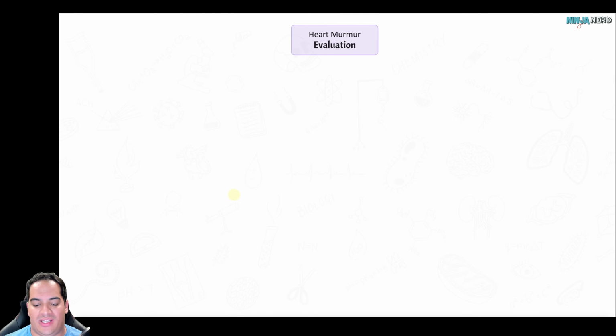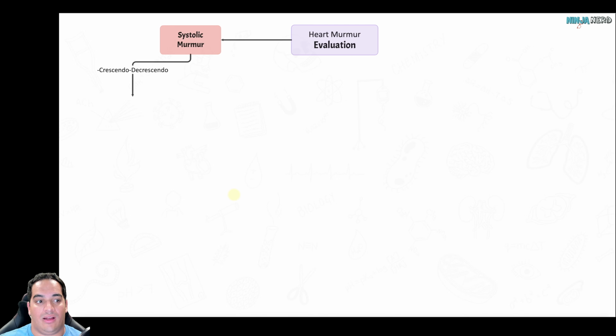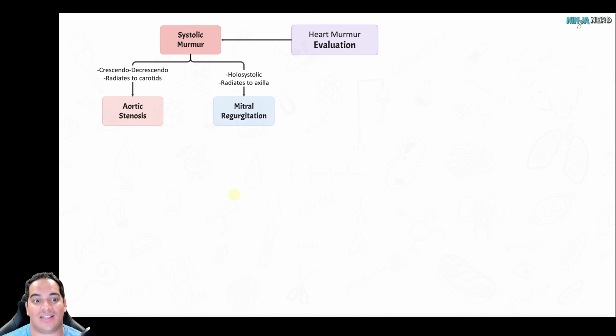Some good spaced repetition. When I auscultate, I want to first know location, systolic versus diastolic or continuous. If I find the location and then I say, okay, this sounds like it's a systolic murmur, then I can automatically think of two particular ones on the left heart. I can think of a crescendo, decrescendo murmur that radiates to the carotids. That's aortic stenosis. If it's holosystolic and it's at the apex and radiates to the axilla, that's mitral regurgitation.